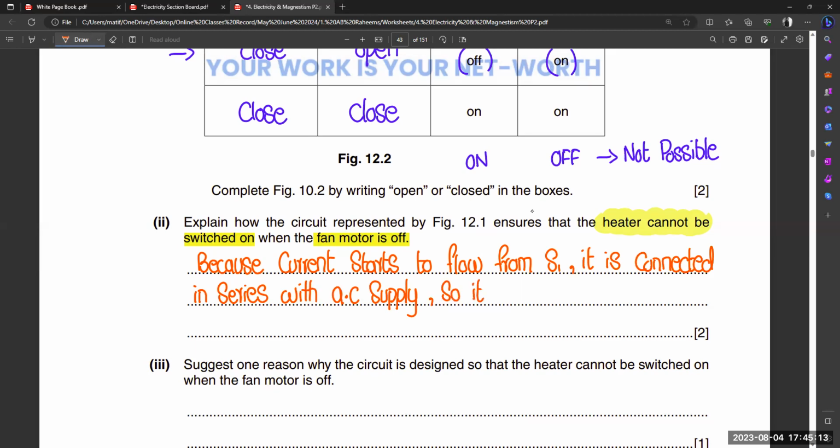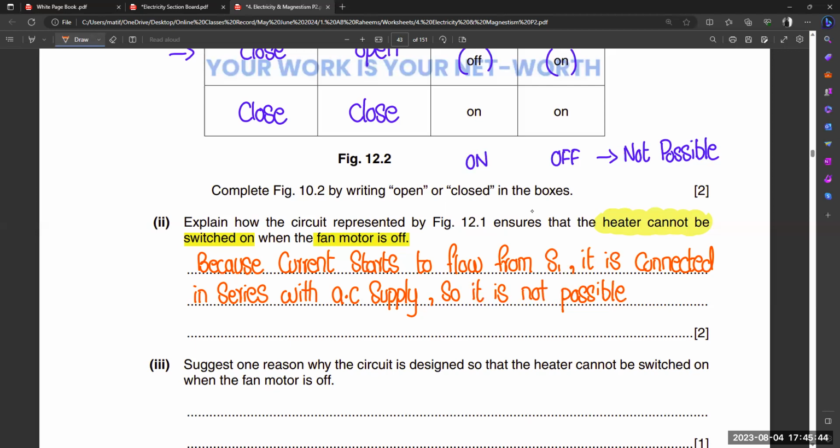So it is not possible. The heater cannot be switched on if the fan is off. Yes. Rephrase your answer in your own words. I'm just writing it for reference. You may take any statement for your answer. But the important thing is that we need to mention the series combination, because the series combination has a scientific value and scientific explanation itself. So try to use these key terms that we studied in our chapter, right?